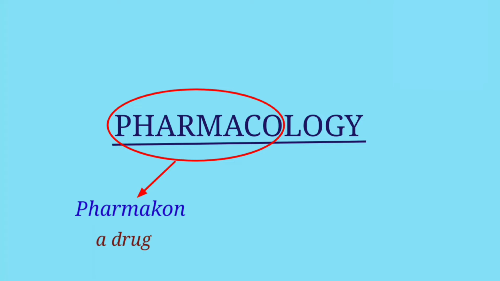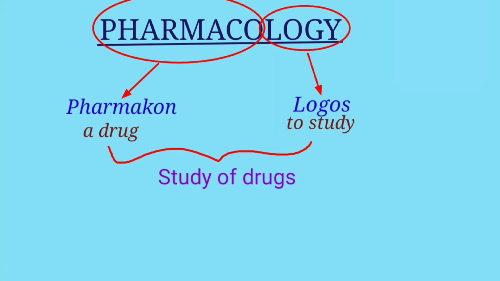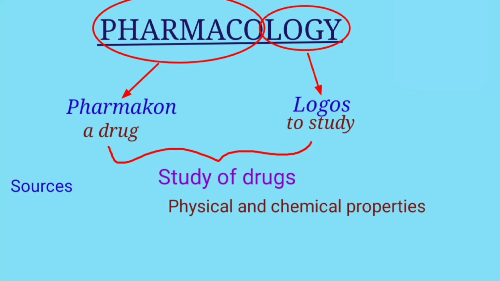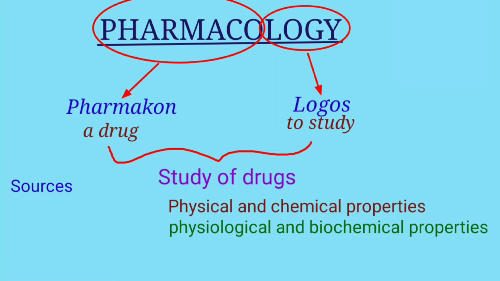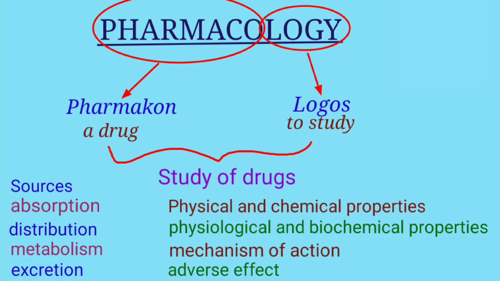So first let's see what is pharmacology. The word pharmacology is derived from the Greek words pharmakon, a drug, and logos, to study. Pharmacology is the study of drugs, including the sources of drugs, its physical and chemical properties, including physiological and biochemical properties, and also including absorption, distribution, metabolism, and excretion of drugs. It also includes the mechanism of action of drugs and their other effects and adverse effects too.